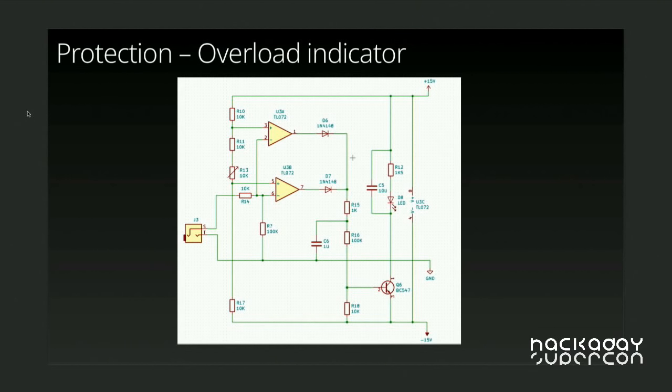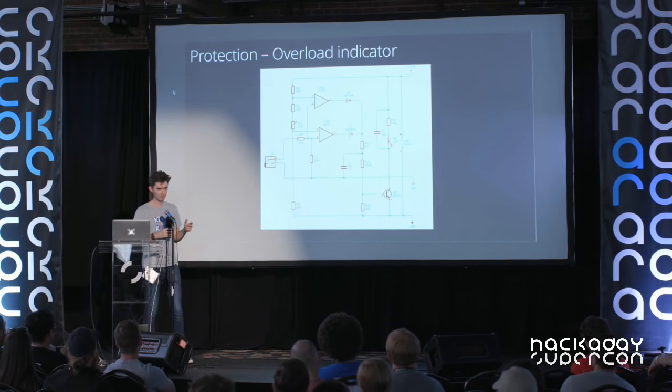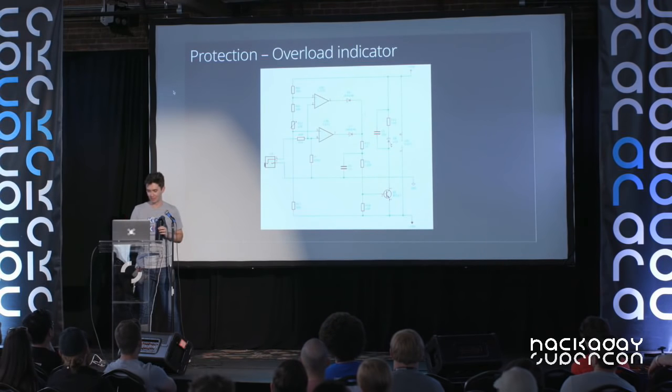And then from there, it flows down through the R15, R16, R18. That sets up Q6 to turn on. When Q6 turns on, the light turns on. Okay, so that's another LED you might have in circuit. All right.